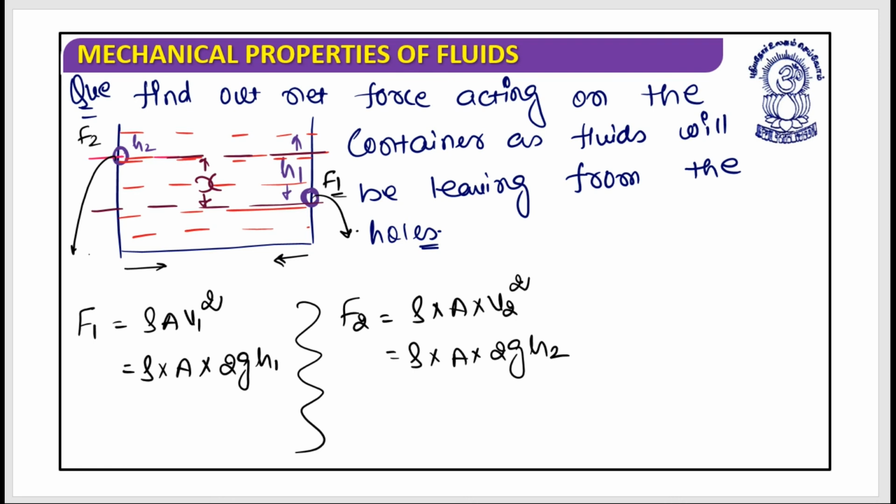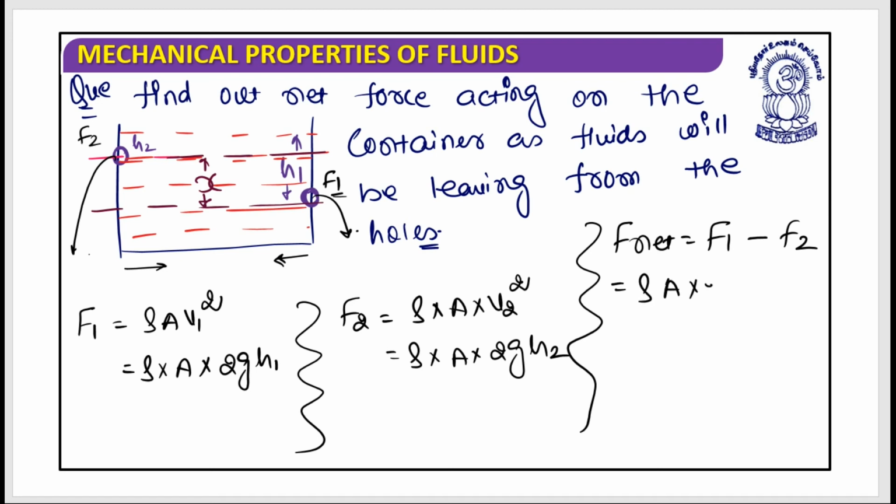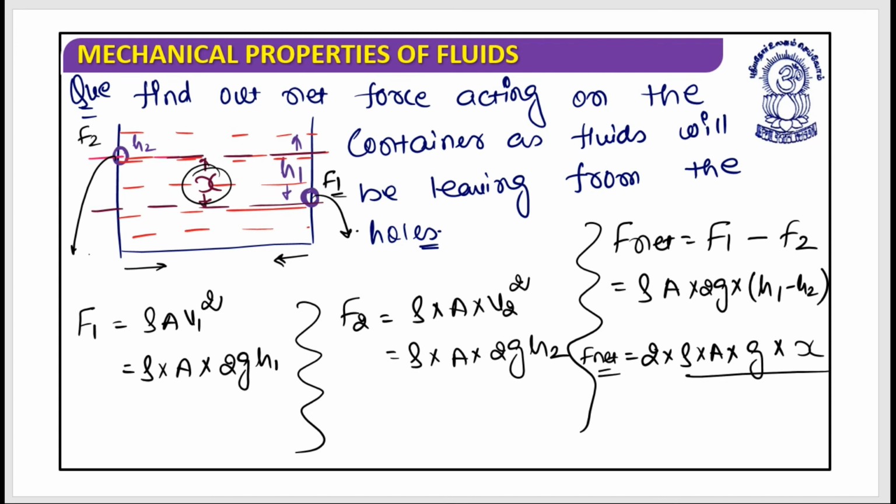As I understand, this h1 is higher than h2, which means F net is equal to F1 minus F2. Then this should be written as rho into A into 2g multiplied by h1 minus h2, or I should say it is 2 into rho into A into g into (h1 minus h2), which is x. This is F net. I hope this is clear. Is it clear?